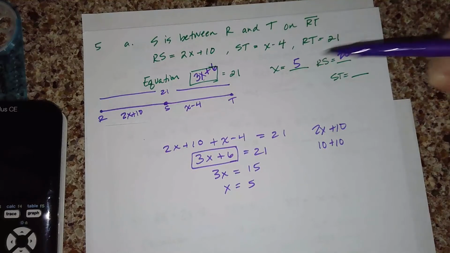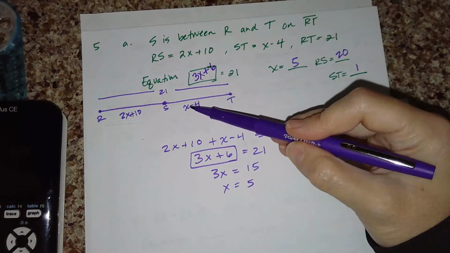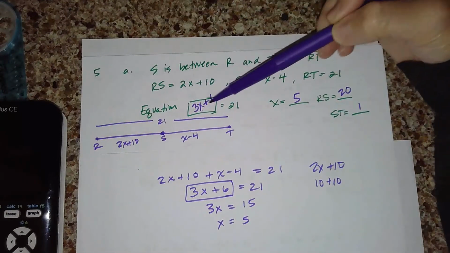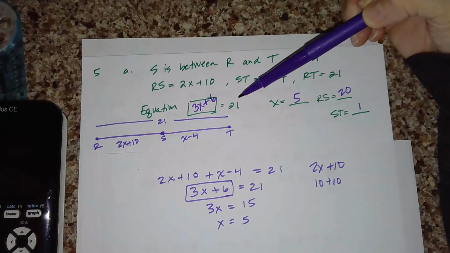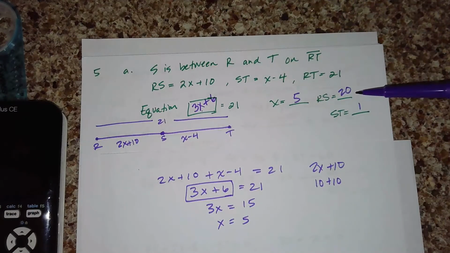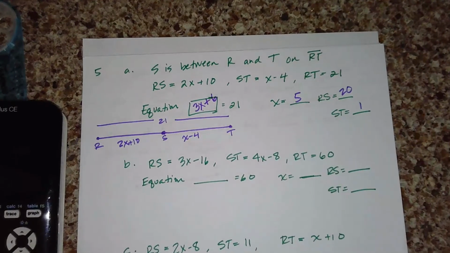You could either know that since the whole length is 21, this has to be 1, or when I plug 5 back in here, I get 1. So again, this would be the answer for the equation part because it has to equal 21. Make sure you simplify that. And then x is 5, RS has a distance of 20, and ST has a distance of 1.